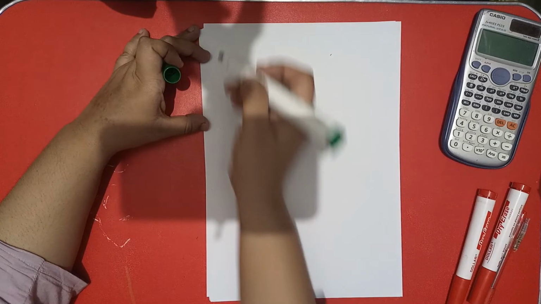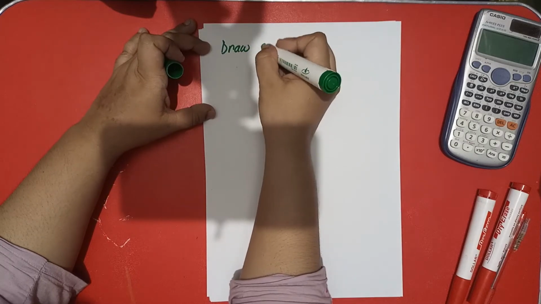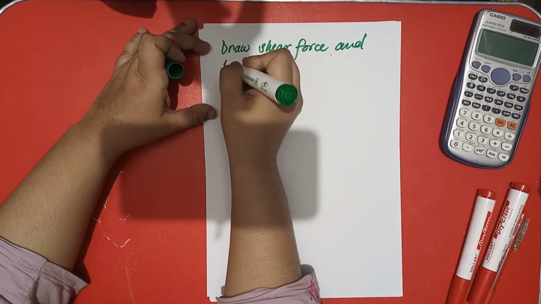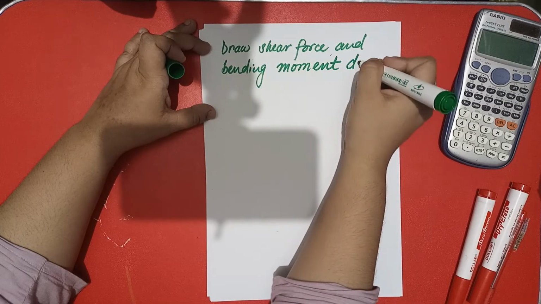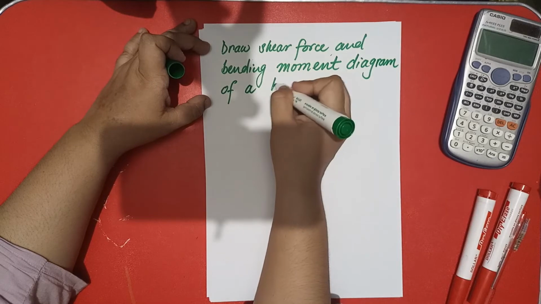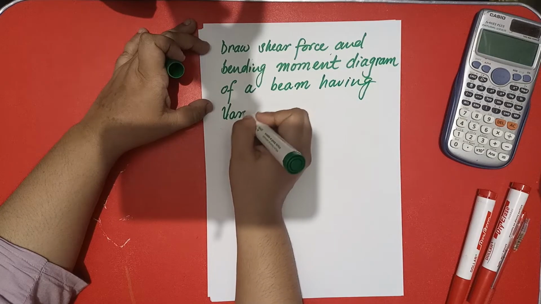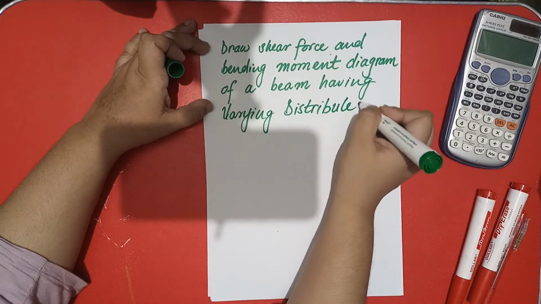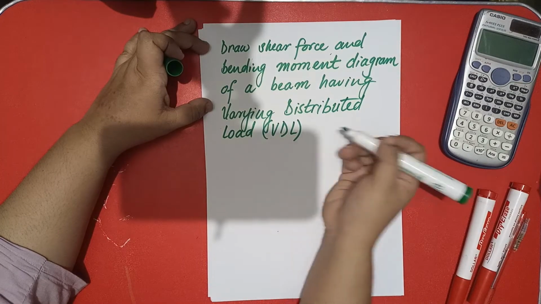I have a numerical problem here, and it is a very easy numerical in which you have to construct the shear force and bending moment diagram of a beam having a varying distributed load, VDL, or you can say triangular loading.